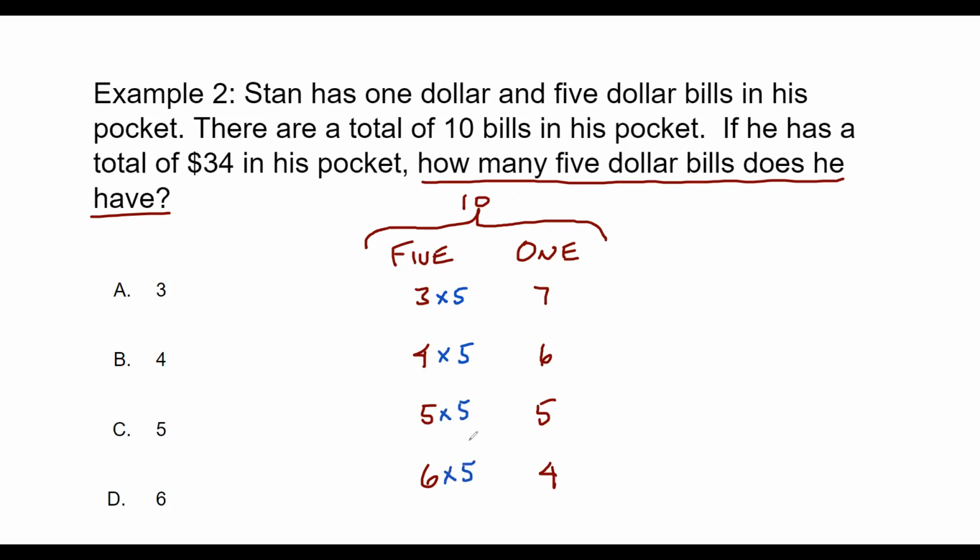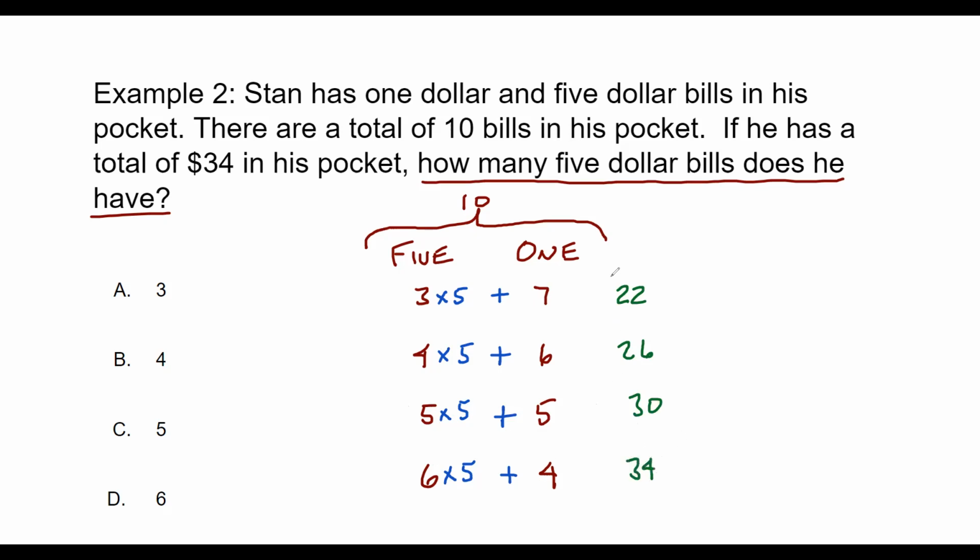Like that. And we can just add that to the number of $1 bills. We don't have to multiply that by 1 because that's not going to change anything. And we add this up. So our addition would lead to 3 times 5 plus 7 would be 22. 4 times 5 plus 6 would be 26. 5 times 5 plus 5 would be 30. And 6 times 5 plus 4 would be 34.